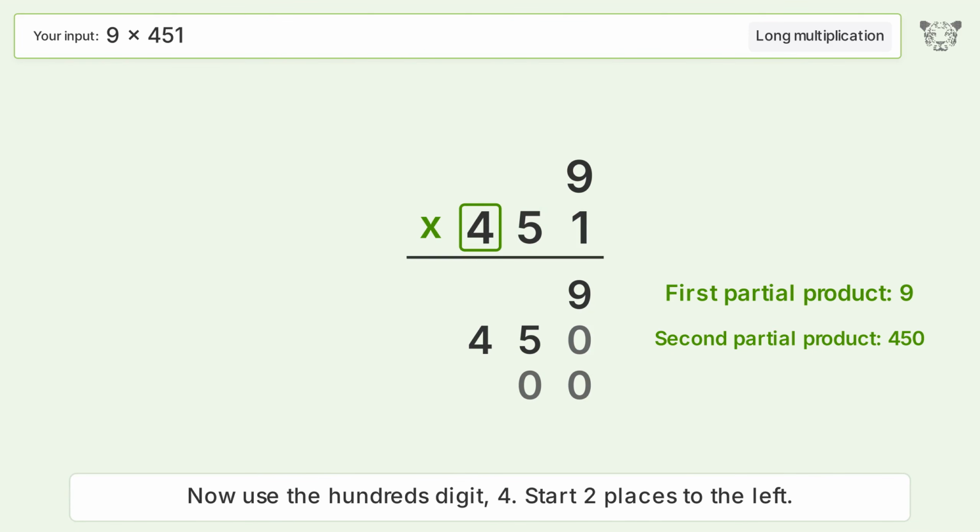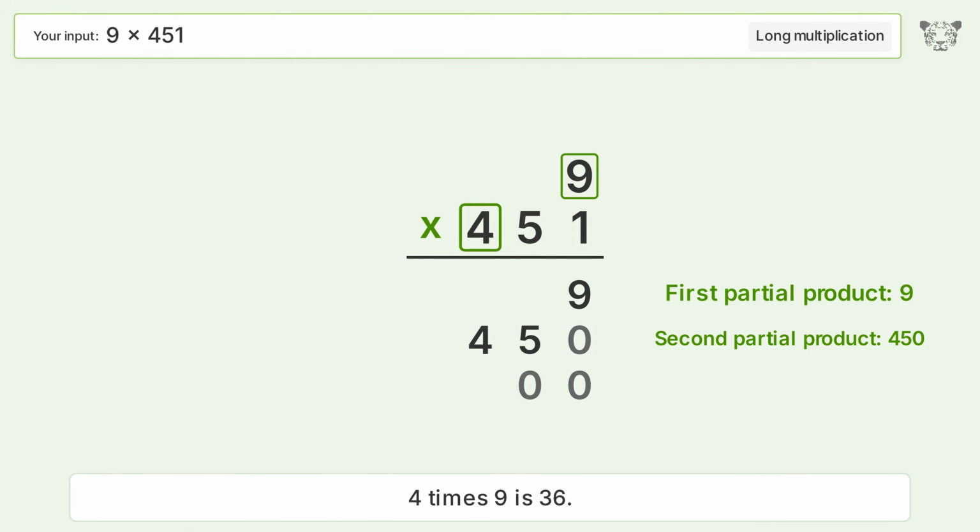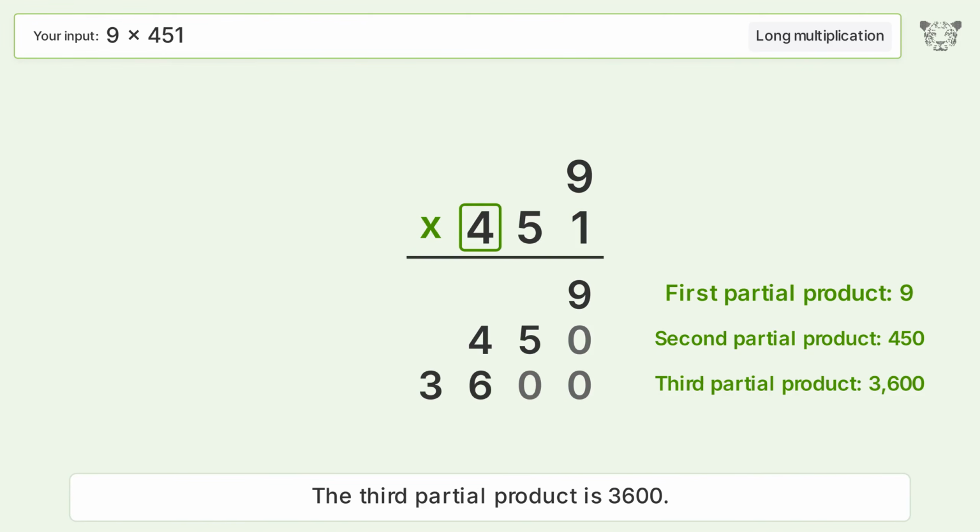Now use the hundreds digit, 4. Start two places to the left. 4 times 9 is 36. The third partial product is 3,600.